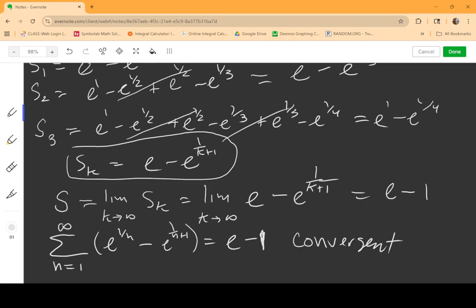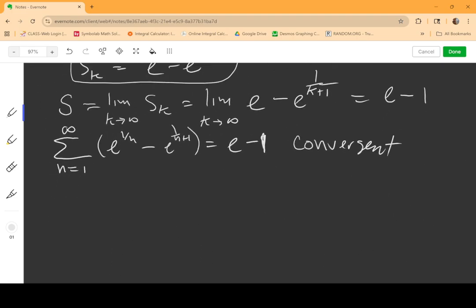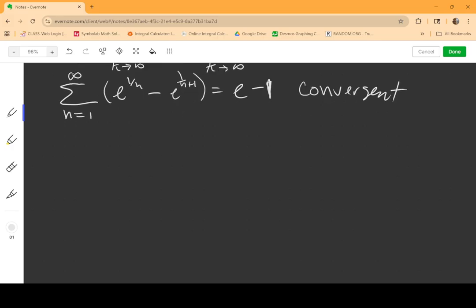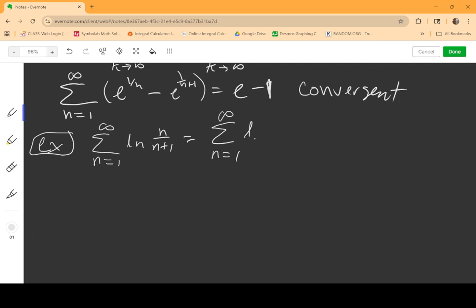Okay, so let's take a look at one more example here. Again, it's the same thing that we want to do. I want to determine whether the series is convergent or divergent. Now I'm going to rewrite this so we can see the telescoping nature of it using properties of logarithms.